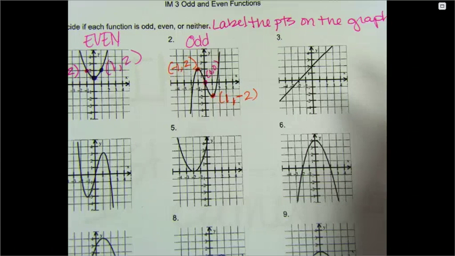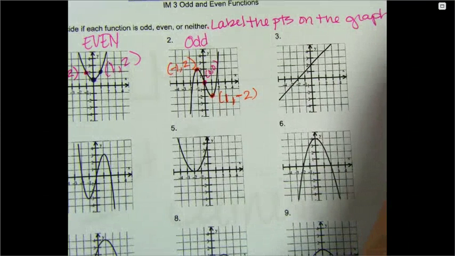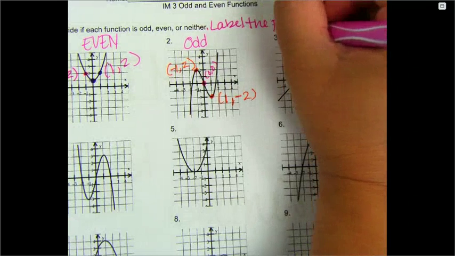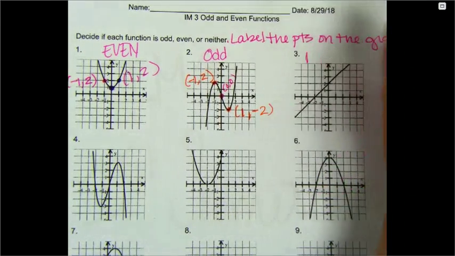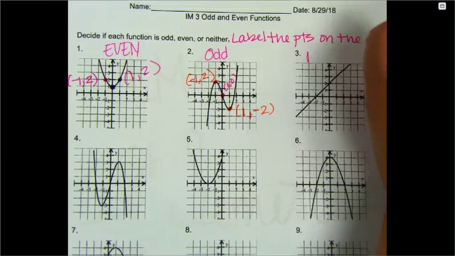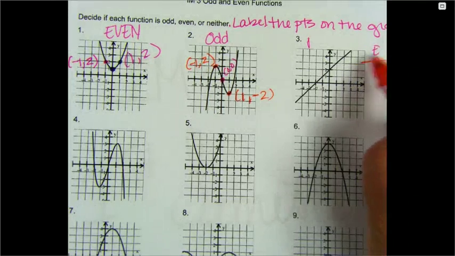Still find 2 points, whether you think it's even, odd, or neither. Even, odd, or neither? Do you agree with her? Why? First of all, does it go through the origin? No, so it's not going to be odd, right? So I'm going to put E, I'm going to put O, and I'm going to put N. It doesn't go through the origin, so it's not odd. True? Okay, even has to be on the y-axis.